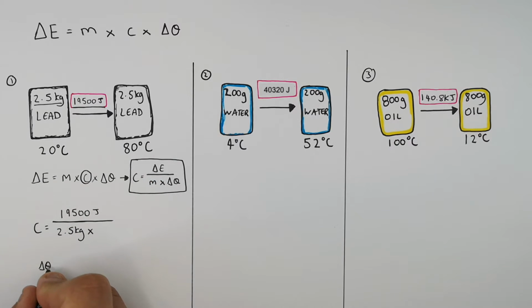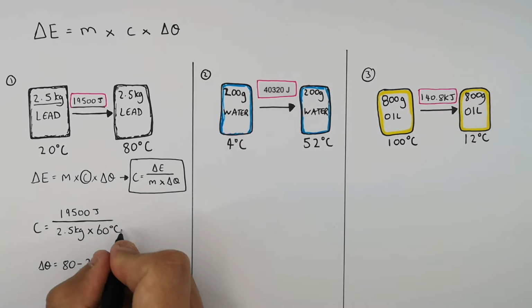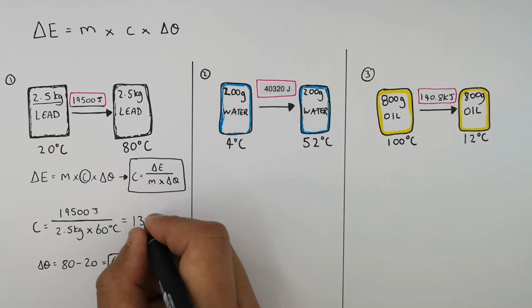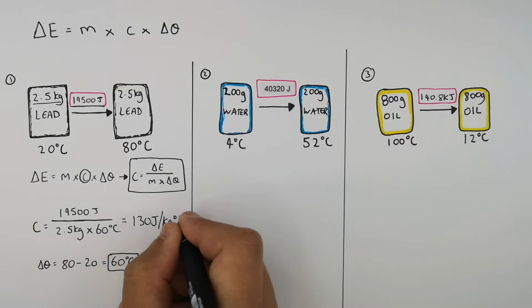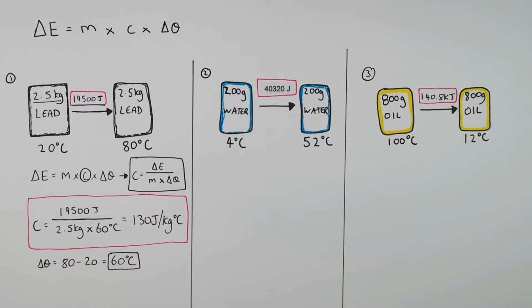So the change in temperature is 80 degrees Celsius minus 20 degrees Celsius, which gives you a change in temperature of 60 degrees Celsius. So the specific heat capacity equals 19,500 joules divided by 2.5 times 60, which gives you a specific heat capacity for lead of 130 joules per kilogram per degree Celsius. So to increase 1 kilogram of lead by 1 degree Celsius, 130 joules of energy needs to be transferred into a thermal energy store of the lead.